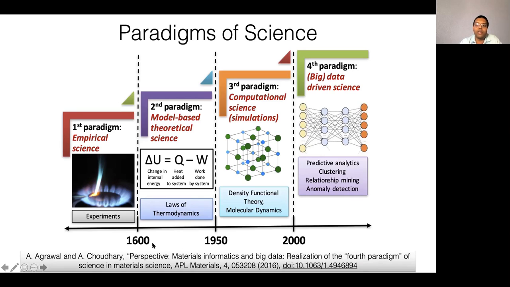In the 17th century, when calculus was invented, we could take real world phenomena and put them as mathematical equations. So the second paradigm of model-based theoretical science became popular, and things like laws of thermodynamics and Newton's laws of motion are good examples of the second paradigm in material science. Then in the 1950s, when computers were invented, we could now solve these equations on computers and on supercomputers. So that's where this third paradigm of simulations or computational science became popular. And density functional theory, molecular dynamics, finite element simulations are some excellent examples of that in materials.